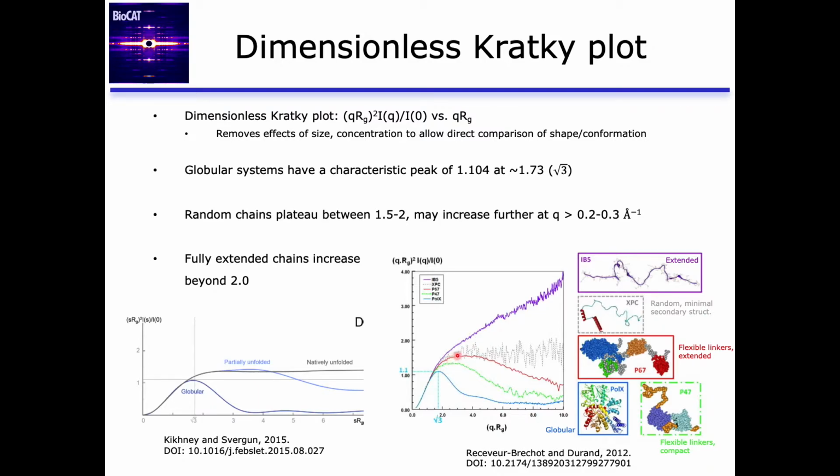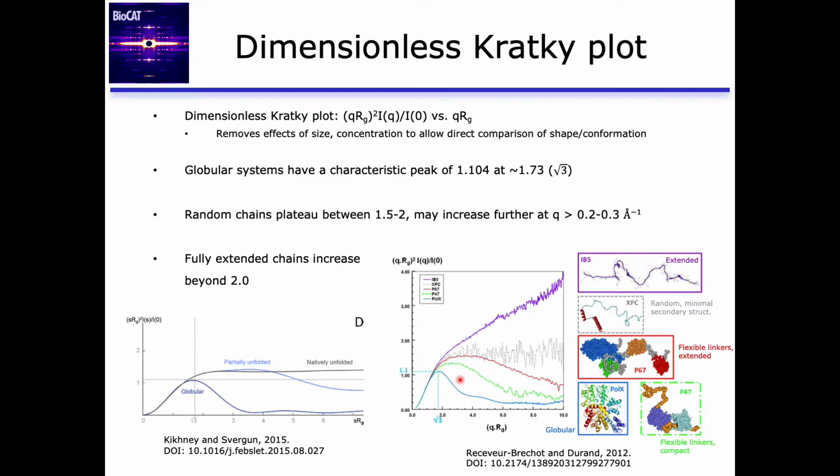This gray curve is essentially randomly disordered with maybe minimal secondary structure. So this has a Porod exponent close to 2, which means that when you multiply by q squared, you get a constant, so it comes up and levels out and has a plateau. These flexible systems in red and green, one is more extended, more extended flexible linkers, the other is more compact. You can see they both come up, they both have some kind of plateau, they come back down, but they do so at different points.